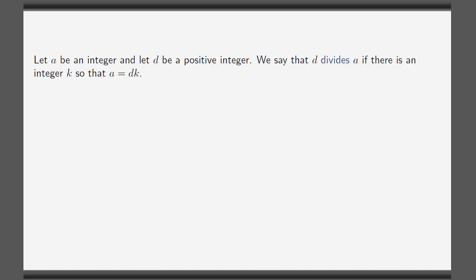And we have a handy notation for this. As a shorthand, instead of writing d divides a, we'll write d with a vertical bar and then a. So d divides a is how we say that.